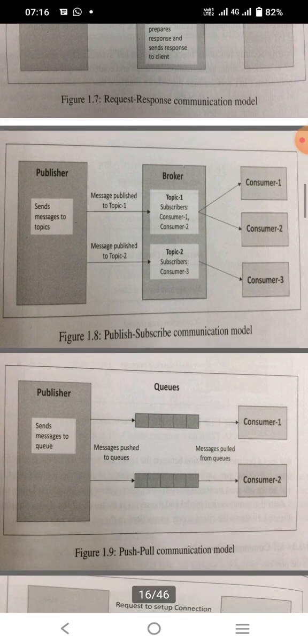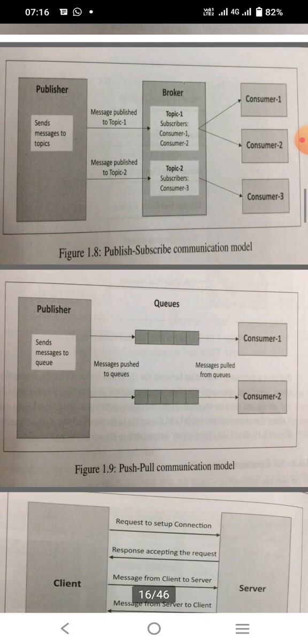And the next one is the push and pull communication model. In this diagram representation, there are a publisher, queues, and consumers.